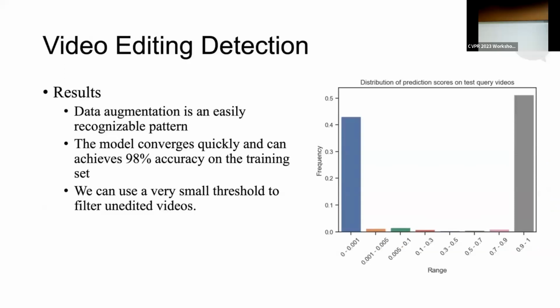As mentioned earlier, data augmentation is a recognizable pattern, which enables our model to converge quickly with high accuracy. We also showcase the score distribution on test query videos, where the majority of samples are concentrated in the score range of 0 to 0.001 and 0.9 to 1. By using a small threshold, we can effectively filter out the majority of unedited videos.